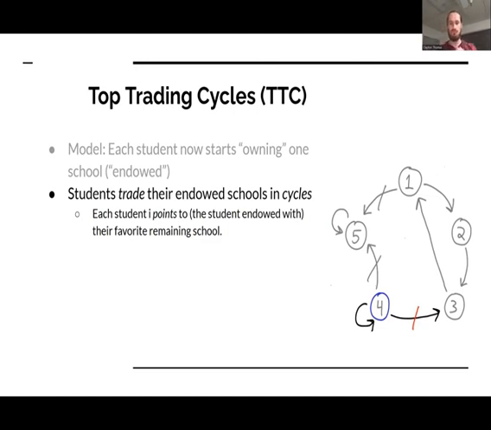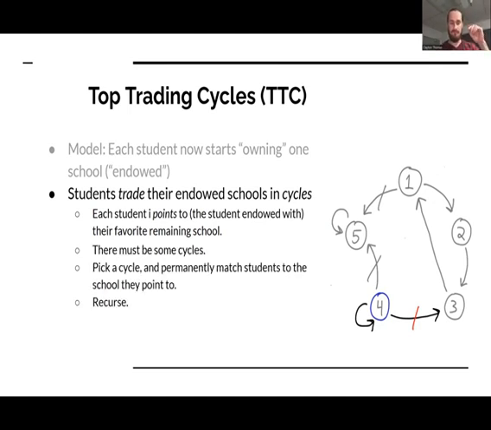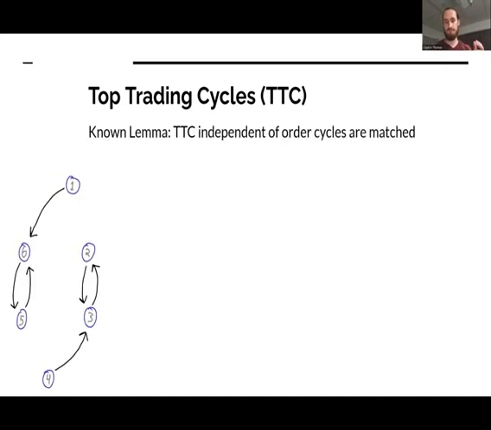So students trade their endowed schools in cycles. This means each student i points to the student endowed with their favorite remaining school. In this graph, where there's out degree 1 at every single node, you can think for a little while and see there has to be some cycle in this graph while everyone's pointing. So pick any such cycle, permanently match the students to the school they point to, and recurse.